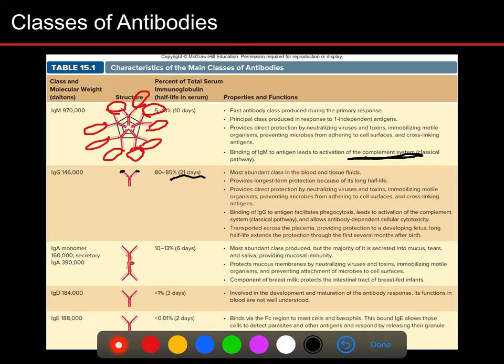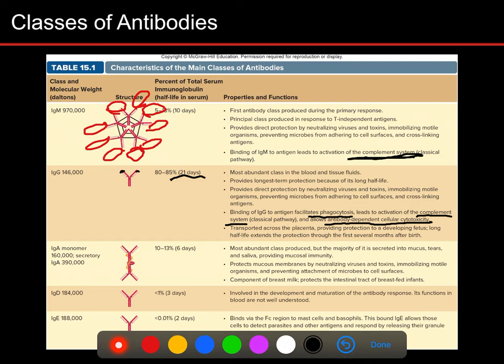IgG works through stimulating phagocytosis, so it's a very potent opsonin. It activates the complement system through the classical pathway. And it's also a stimulator of antibody-dependent cellular cytotoxicity. So that's directing natural killer cells to infected self cells.